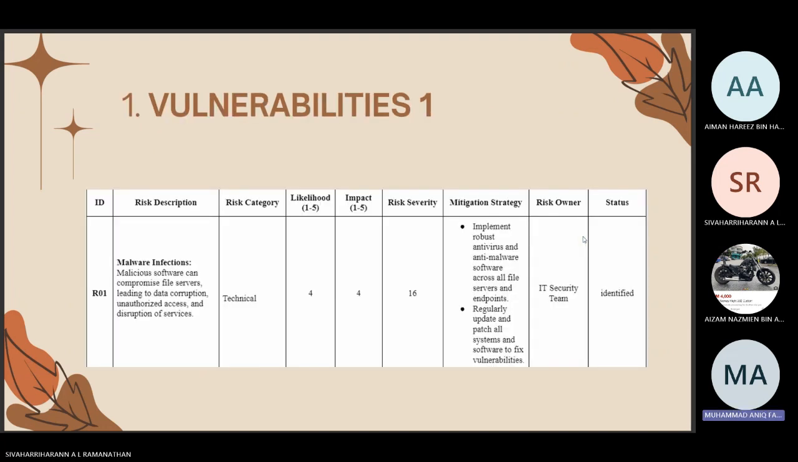Okay, so we'll start with vulnerabilities. The first one is a malware infection. It poses a significant technical risk to file servers, potentially causing data corruption, unauthorized access, and service disruption. With a likelihood of 4 and an impact of 4, the risk severity is calculated as 16. To mitigate this risk, robust antivirus and anti-malware software should be implemented across all file servers and endpoints, and systems should be regularly updated and patched to fix vulnerabilities. The IT security team is responsible for addressing these identified risks.